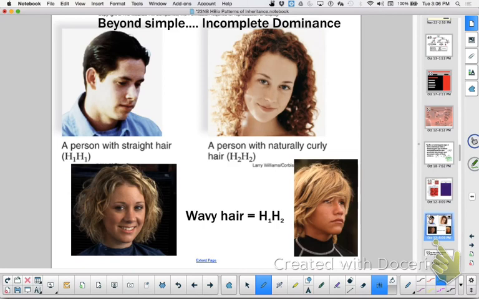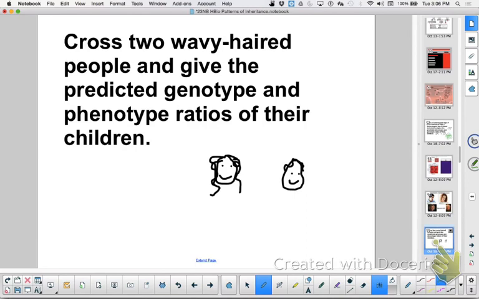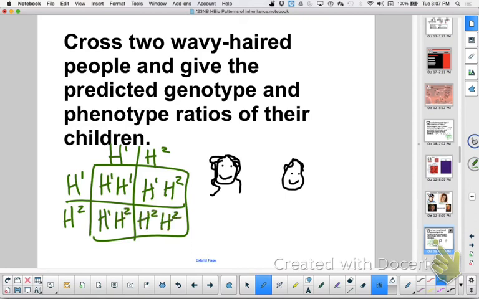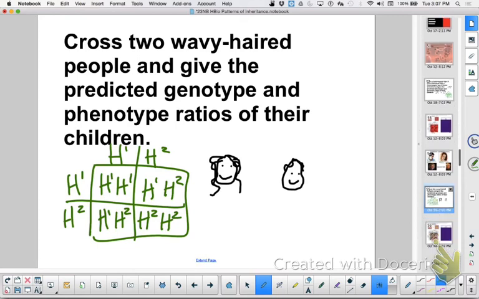Then we talked about things like incomplete dominance, and it looks like blending. This would be like tall versus short gives you medium. In this case, a person who has straight hair, H1 H1, is crossed with somebody who has curly hair, and neither one of them is completely dominant. Yes, exactly, wavy. So what happens when we cross two wavy babies? Let's do it. H1 H2 crossed with H1 H2. This is like crossing two pink flowers. So this individual would have what? Straight, wavy, curly. So that's incomplete dominance.